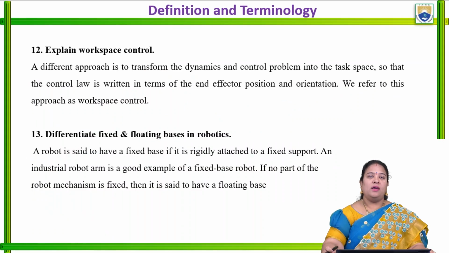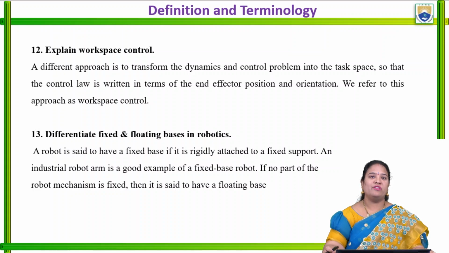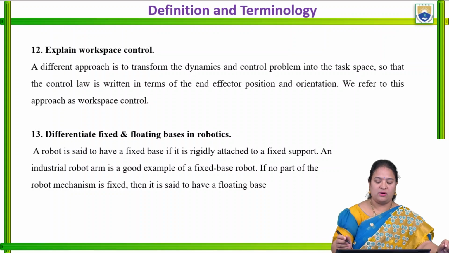Next. Explain workspace control. What do we mean by workspace control? A different approach is to transform the dynamics and control problems into the task space, so that the control law is written in terms of the end effector position or orientation. We refer to this approach as workspace control.